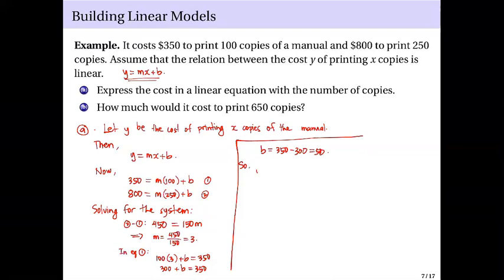So the cost y is given by 3x plus 50. Okay? So this is the answer for letter A.